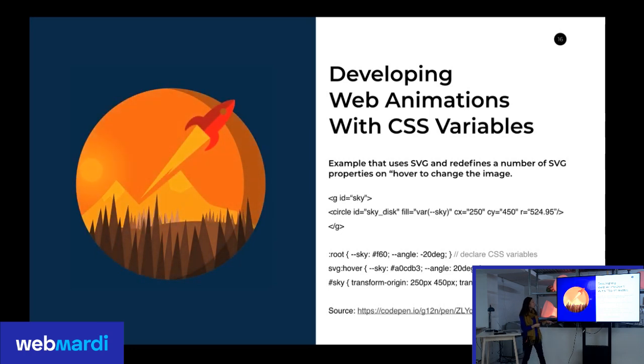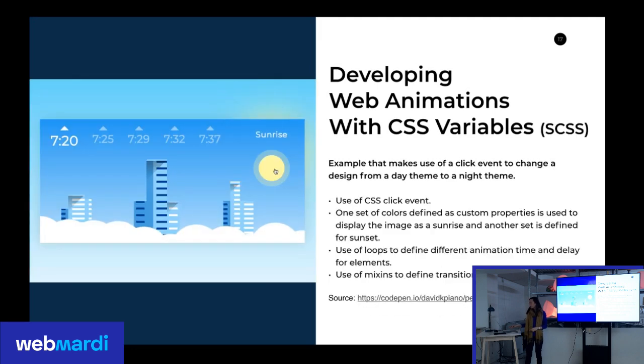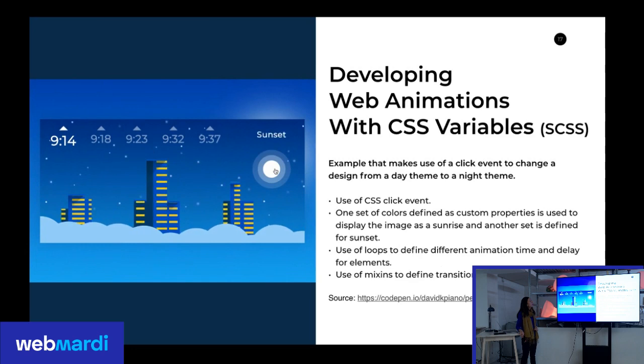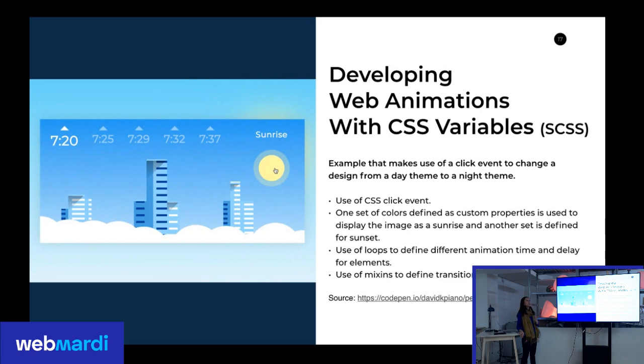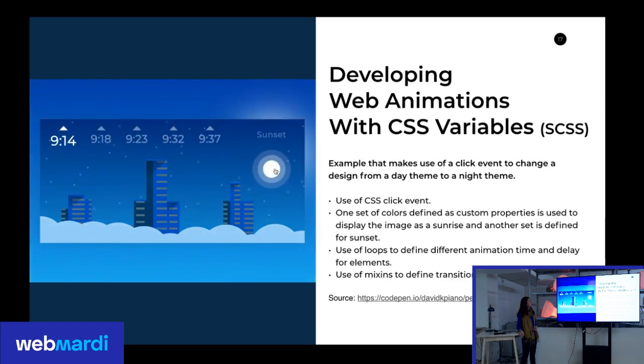You have it here. You define properties, for example, the color of the sky and the angle, the degree. And once you hover, the color and the degree changes. It can also become more complex when you start to use CSS variables with a preprocessor. And here it's an example.